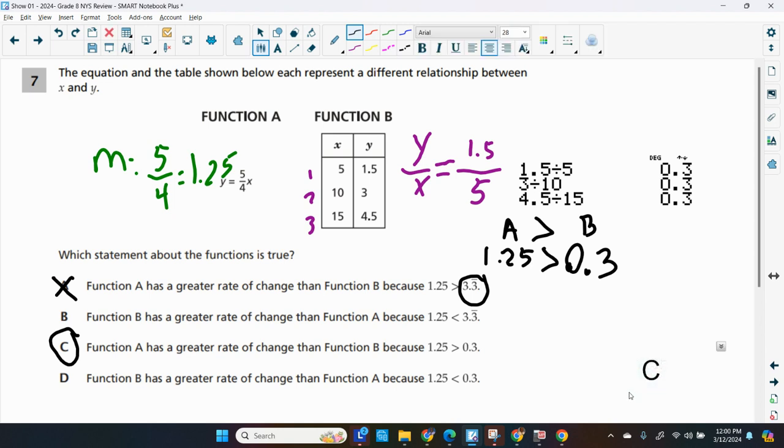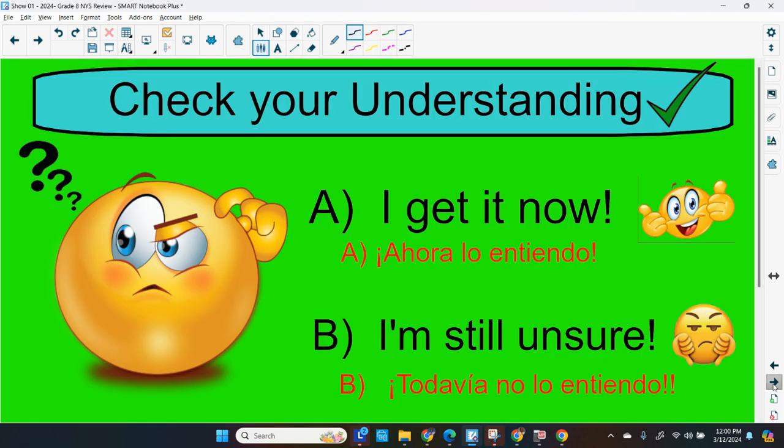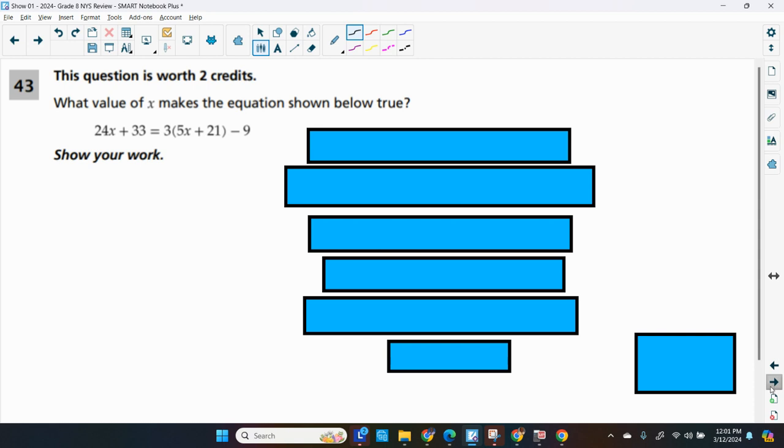All right, so we got that out of the way. So that was interesting for question number 7. They're really sticking it to you. So check your understanding. If everything's going good, great. But if not, rewatch the video and write down your questions and send them to me. All right, let's go on to the next question.